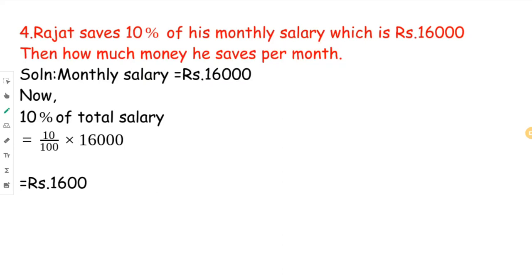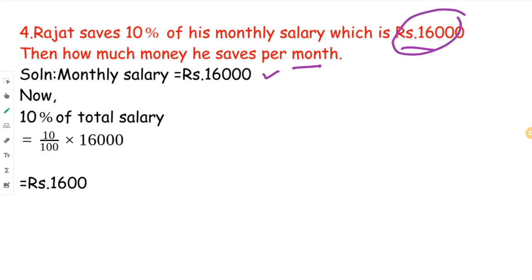9.4, starting off from where we left off. Question number 4. Rajat saves 10% of his monthly salary, which is rupees 16,000. How much money does he save per month? We're supposed to find how much he saves in a month, right? So they've given us a total salary, so monthly salary is equal to 16,000.